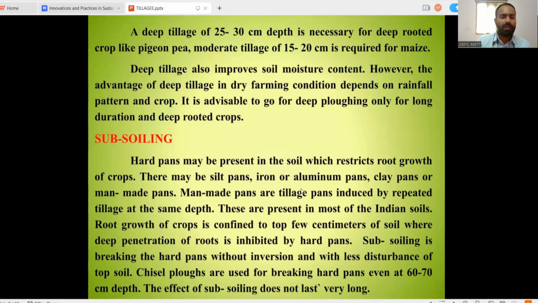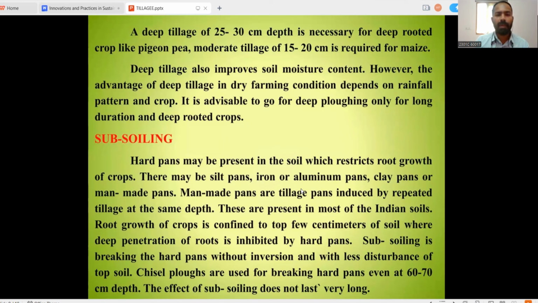Then subsoiling. What is subsoiling? Hard pans may be present in the soil which restrict root growth. What will they do? They restrict the growth of roots. It will not allow your plant's roots to grow deeper. If they do not go deeper, it will affect their establishment and growth factors also.